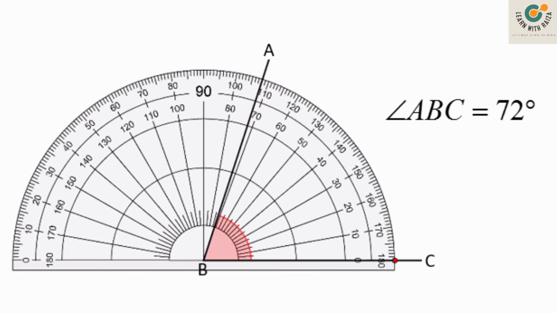So the angle that is shown by this protractor is 72 degrees. Starting from the right hand side, you can count 0, 10, 20, 30, 40, 50, 60, and you can see 70 and a small 2 more, so we call it 72 degrees.